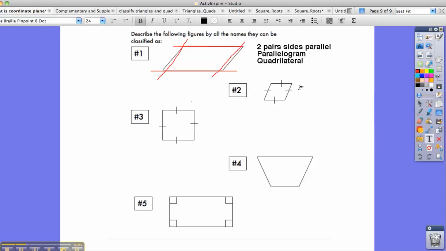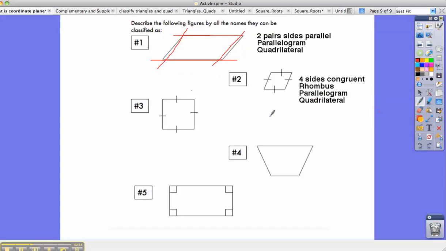So since we have 4 sides congruent, we are going to call that a rhombus, which means it is also a type of parallelogram because both pairs are parallel, which means it is also a type of quadrilateral. So the most specific name for this is a rhombus, but we can call it a parallelogram and quadrilateral as well. So moving on to number 3.